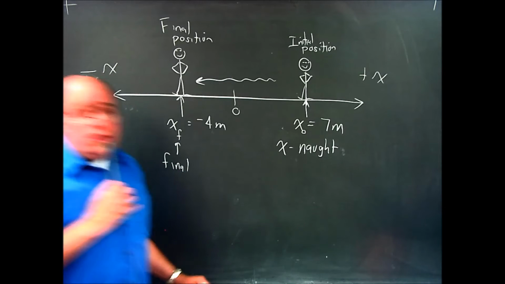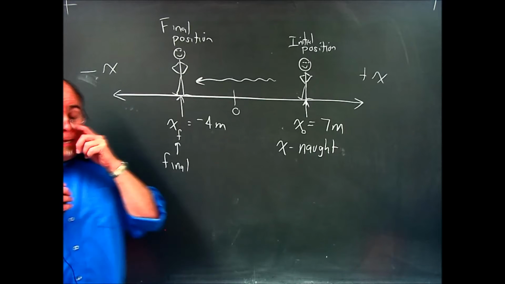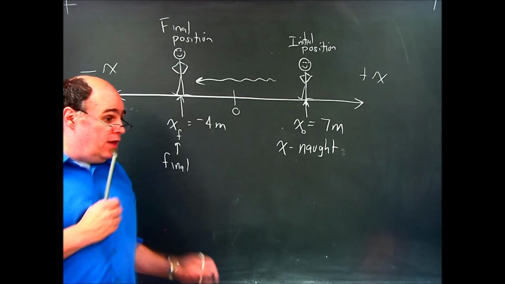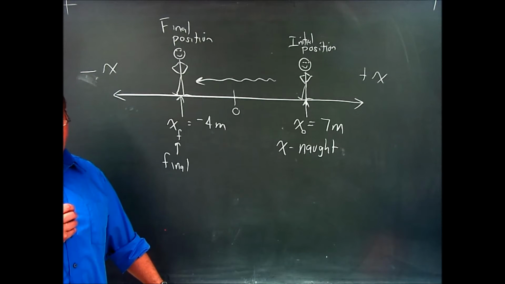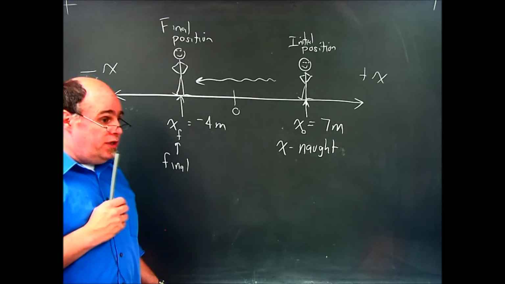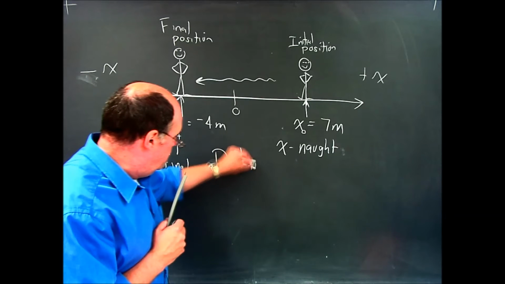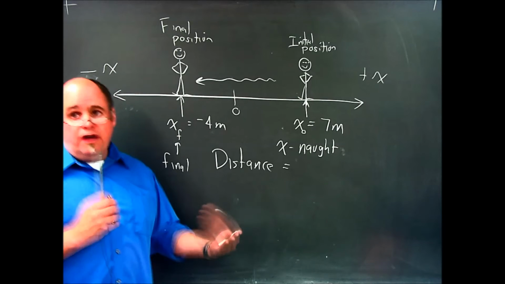Okay? So you'll get questions, and you'll have to talk about how the object is moving. There are two ways to talk about the object and how it's moving. There's one way, and we call it distance. And when you see the word distance, distance really means the length of travel.